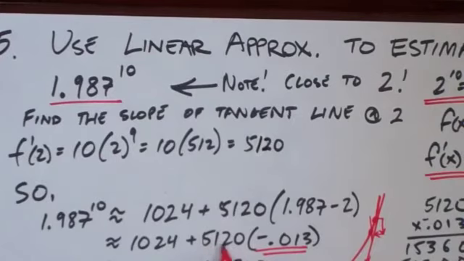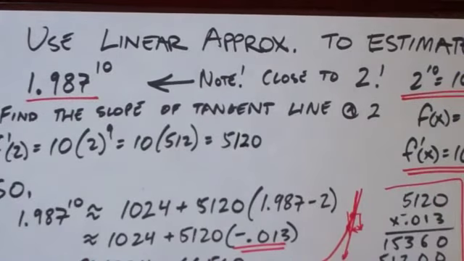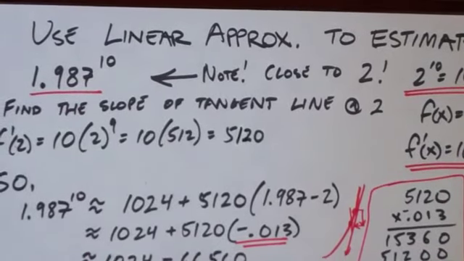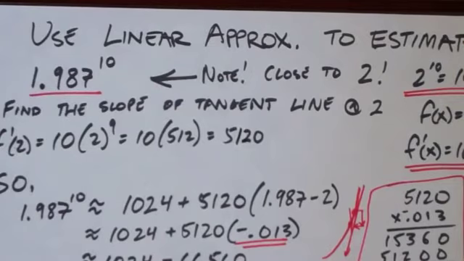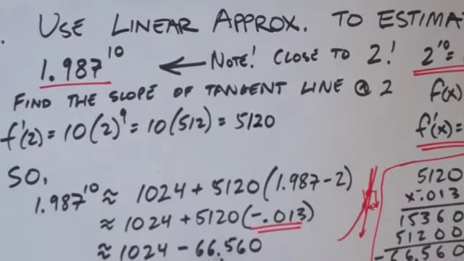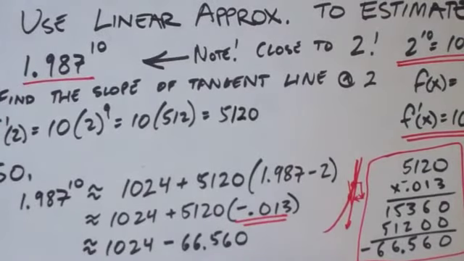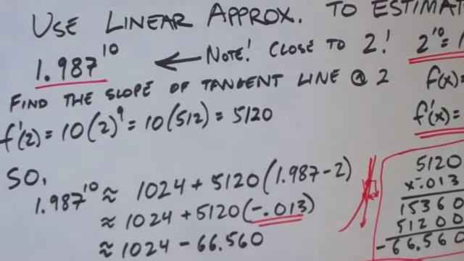Well, we just multiply 5,120 times 0.013. Again, I've done it without a calculator here. You do not absolutely have to use a calculator, but you're invited to if you want. It is 66.56. So when I take 1024 and subtract 66.56, again, I've done this old school method just to show you you don't absolutely have to have a calculator. You get this as your estimate.